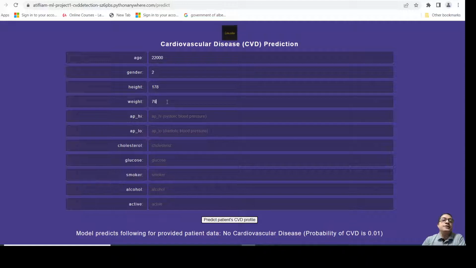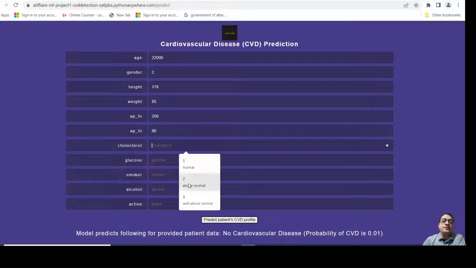Now, just to make things a bit more interesting, I'm just gonna change that to maybe a little higher of a weight, maybe go over 85 kgs. So for blood pressure, I'm just gonna select a little high too, maybe go around 200. As well, for the low end, I'm just gonna go with 90. Now for cholesterol, I'm just gonna say it's above normal. Glucose, I can say above normal as well.